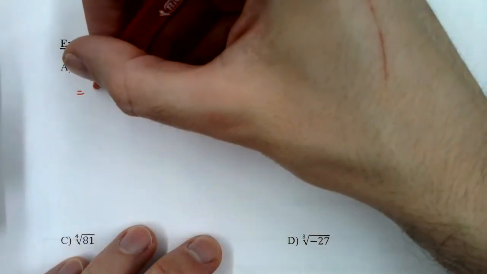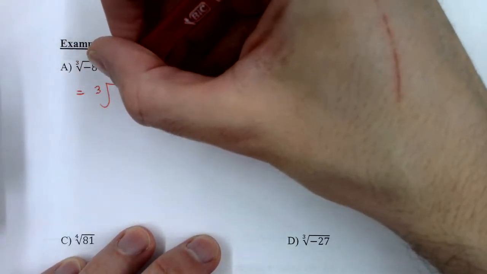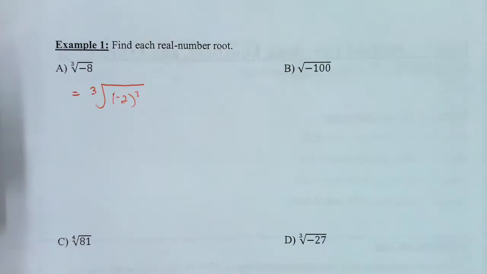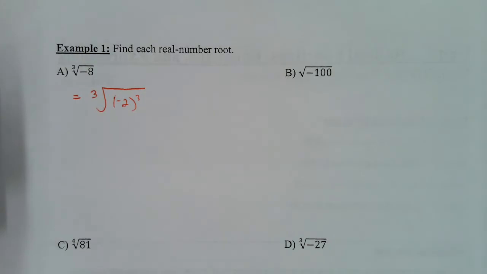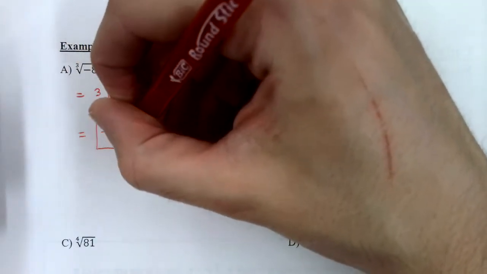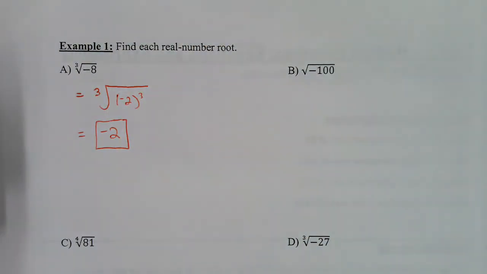And here's why. You can think about it like this: -8 equals -2 cubed. So the answer is -2. You don't have to write that first step. If you know the answer is -2, just put -2. So that's why.